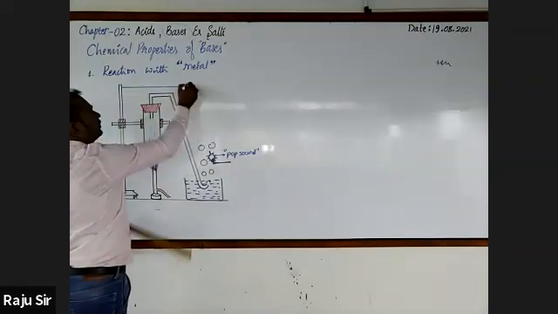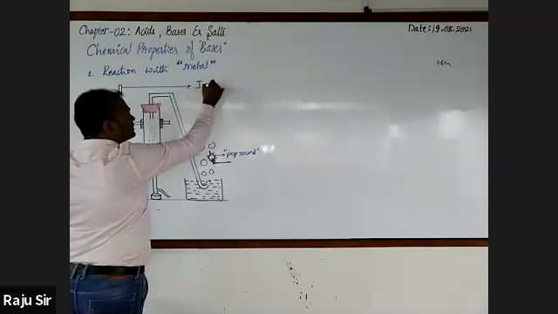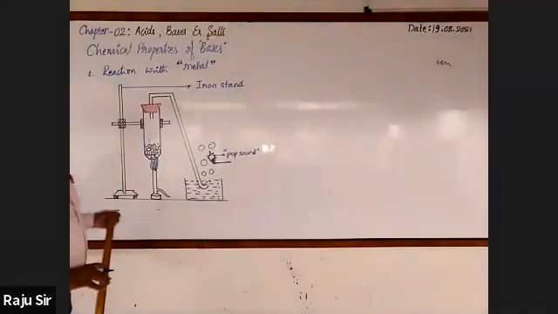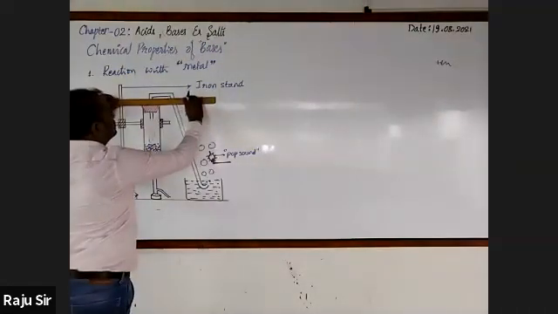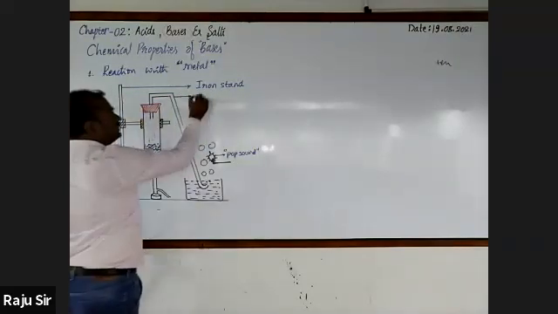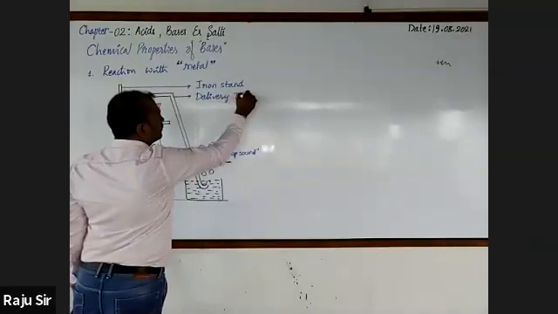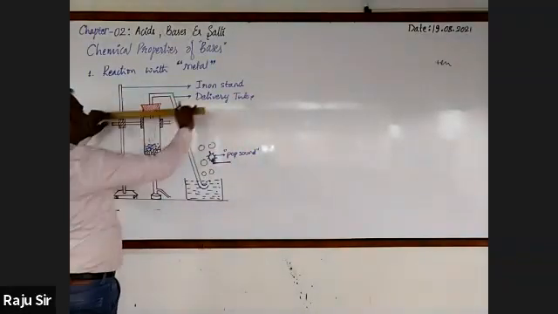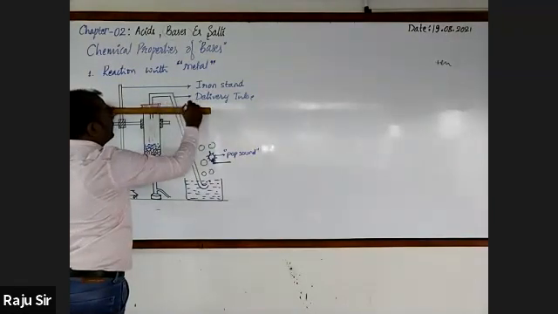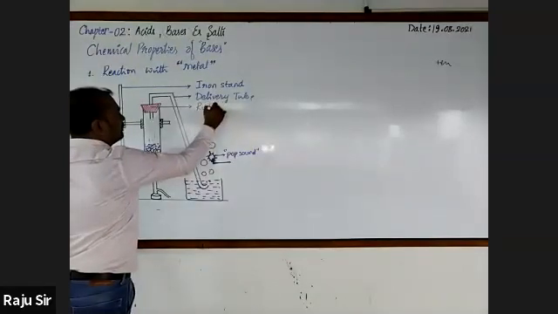Well, first one. What is this? It is iron sand. Write with me. Next, second one. Could you tell what it is? It is a delivery tube. Next. Name this. It is a rubber cork.